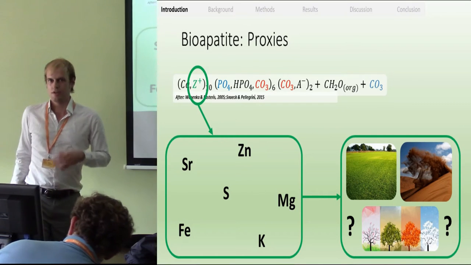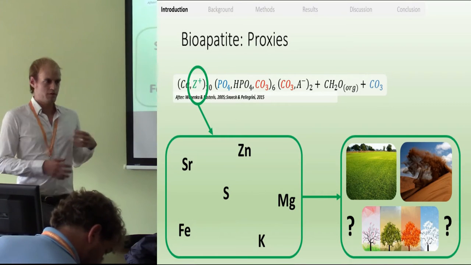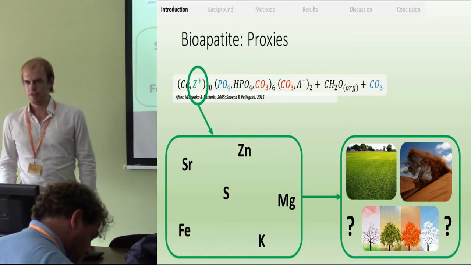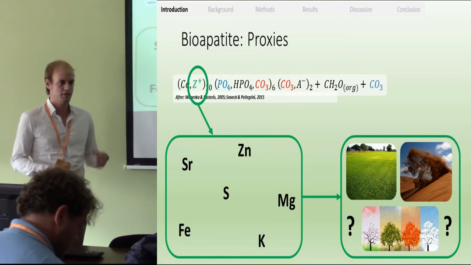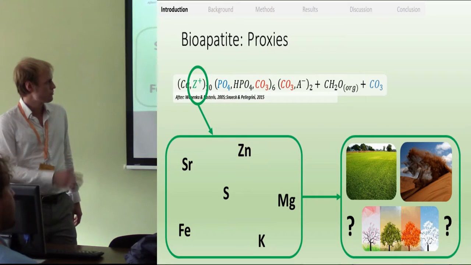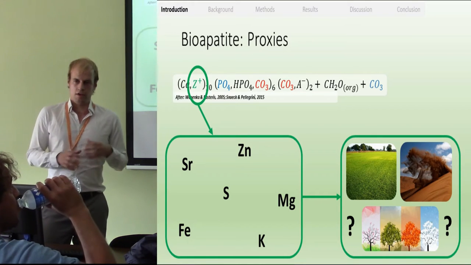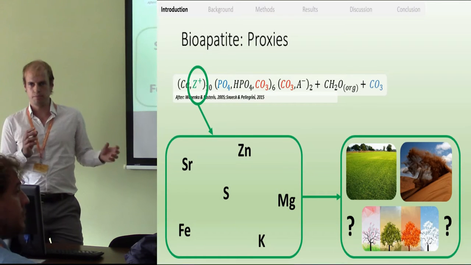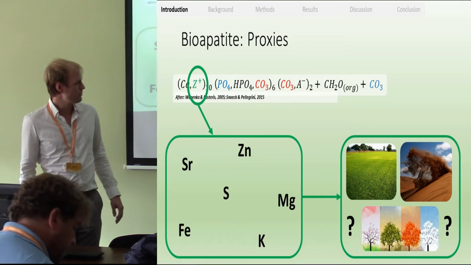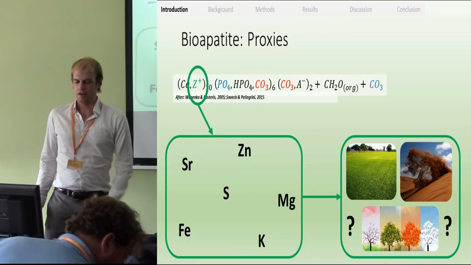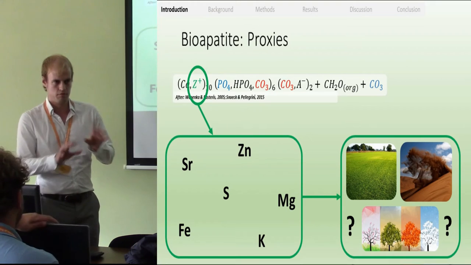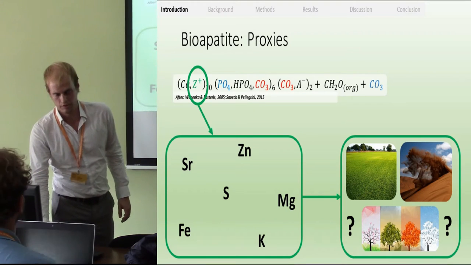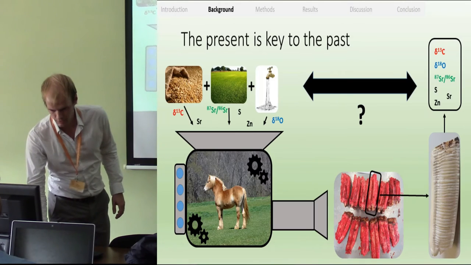So I thought it would be interesting to measure a couple of trace elements in bioapatite of mammal enamel and see what it gives, how it compares to other proxies, see if we can use them in a multi-proxy approach to get rid of some of these effects of different parameters influencing one proxy and use them to reconstruct diet and mobility, environmental change.